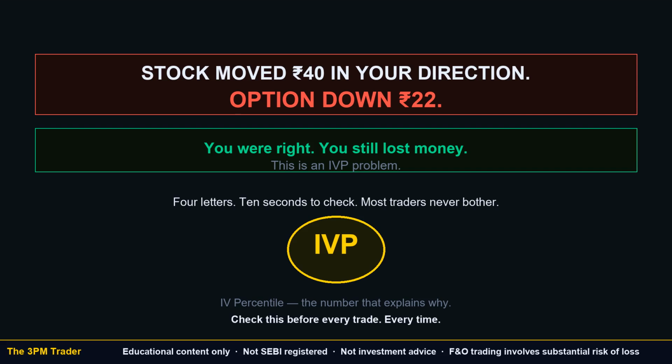Most option traders obsess over direction, bull or bear. That is it. They pick the stock, they pick the strike, they place the order, and then they are surprised when the stock moves exactly where they predicted and they still lose money on the trade. This video is about the one thing they skipped.